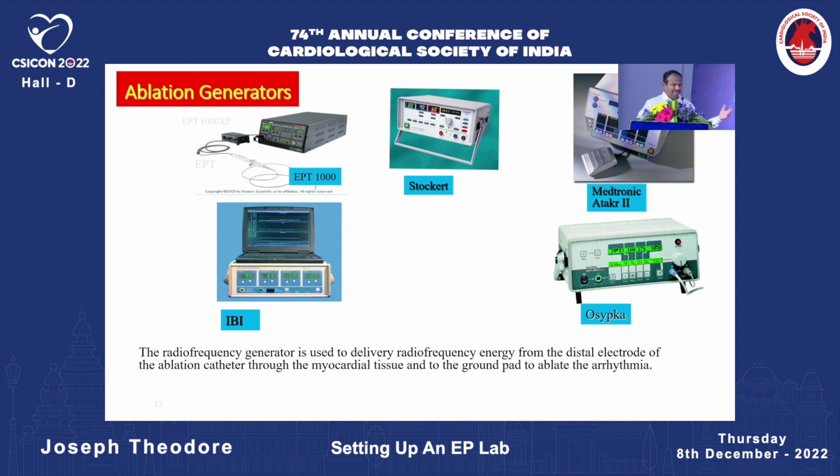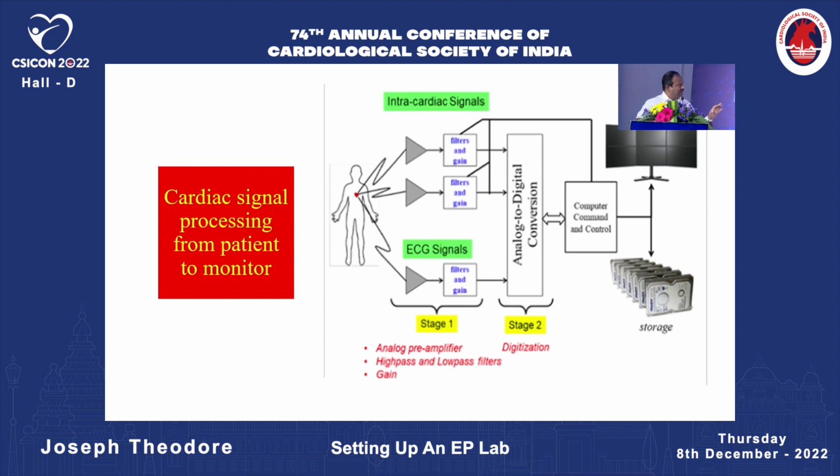Then we have multiple ablators to which the RF catheters will be connected. The in will be going to one of the ablators and the out will be coming to the junction box. There are multiple ablators. These are the old types; now Ampere is the commonly used one in our lab, which will again be used. From here, the cardiac signal will be processed, digitalized and then displayed on your monitor.